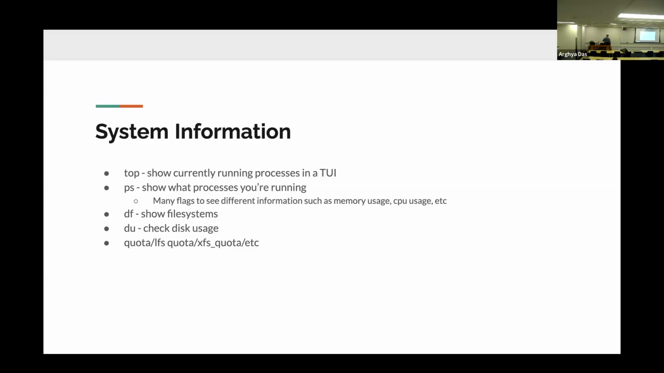You can also pass it a bunch of flags to get different information, like how much memory, how much CPU, etc., that a process is using. The df command will show you what file systems are available. This is kind of useful on shared systems, HPC systems, because you might have multiple file systems, and knowing what they are is pretty useful. And the du command will check your disk usage, both the files and directories, depending on what flags you pass it.